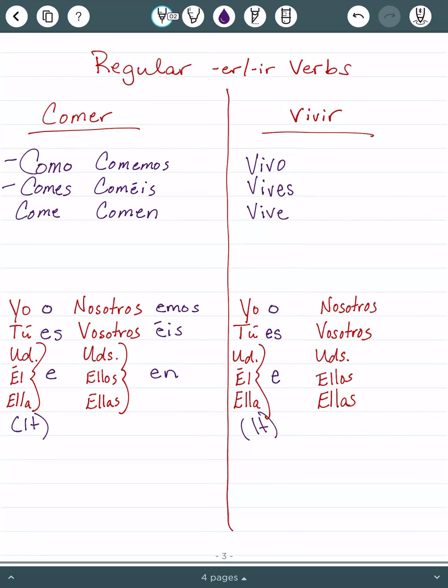And again, that can be it also. Now nosotros, that one does change to an I for IR verbs. So it won't be vivemos or vivamos, it'll be vivimos. Vosotros also is different than ERs. It's IS, vivís. And then for ellos, ellas, and ellas, it goes back to that E. So viven is how you say they live. So that's it. It is a memorization game.